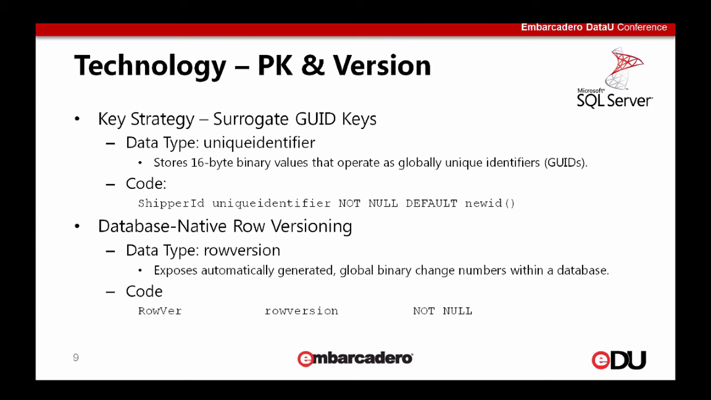The next piece is row versioning. So this is this technique for optimistic concurrency, and again, well supported by SQL Server. The row version exposes an automatically generated global binary change number. That means every time any row in the database is changed, that row version is bumped. And so what that means is that within the records, the change numbers are different with every change, increasing, but not necessarily contiguous. There can be gaps in the sequence because other records in the database get updated. But for our purposes, row version is perfect for concurrency control.